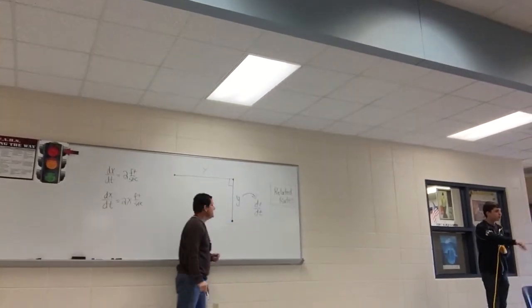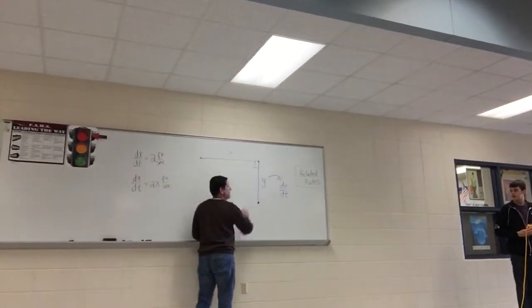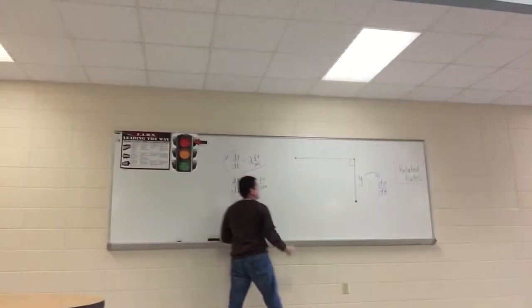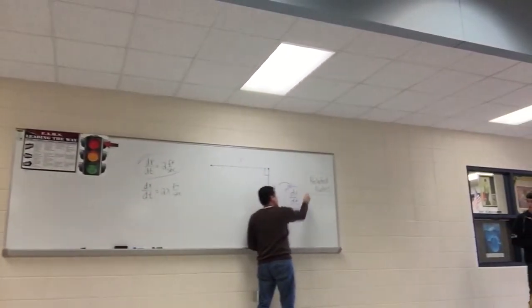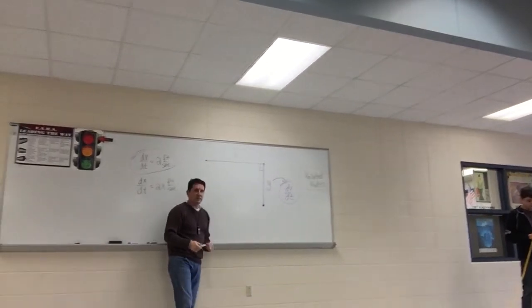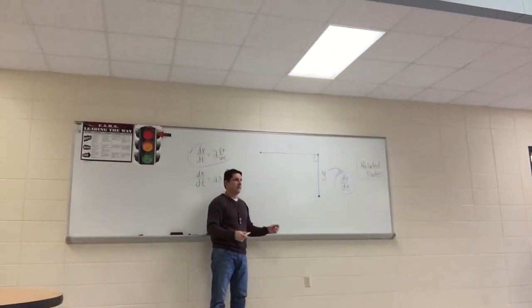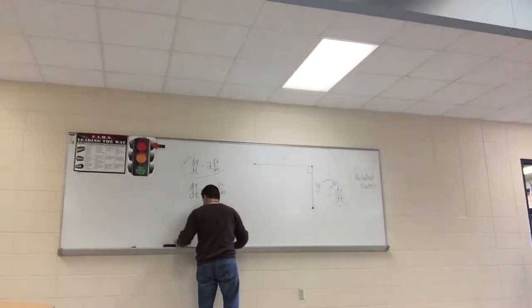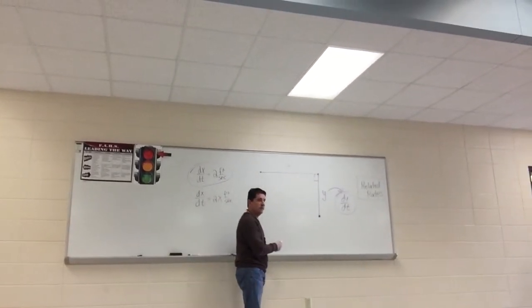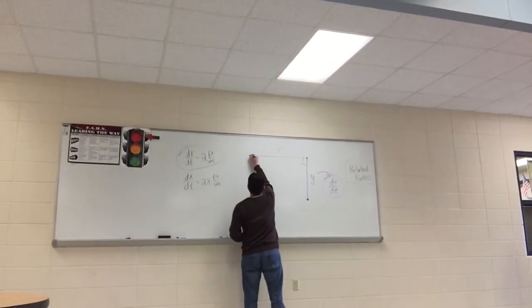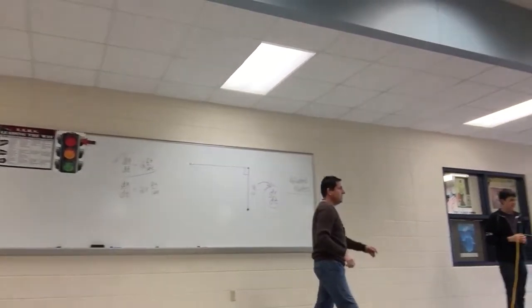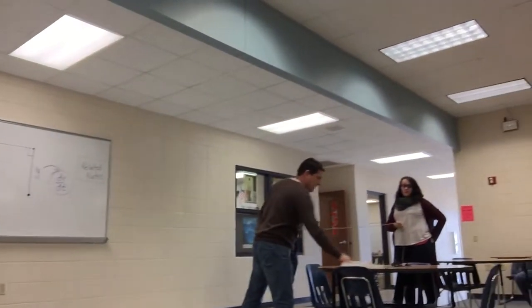What we see here is that X and Y are the distances, but dx dt and dy dt are the rates, how fast they change. And they can be positive or negative, whether or not they're growing. Now, Kayla and I have to do double duty.